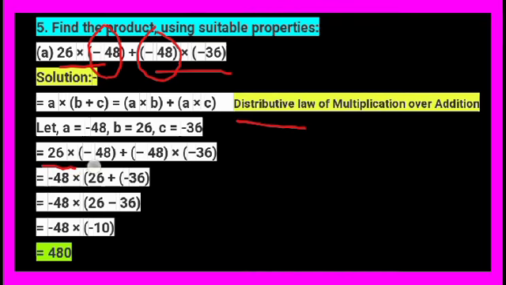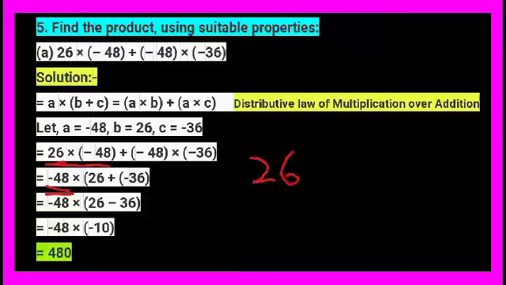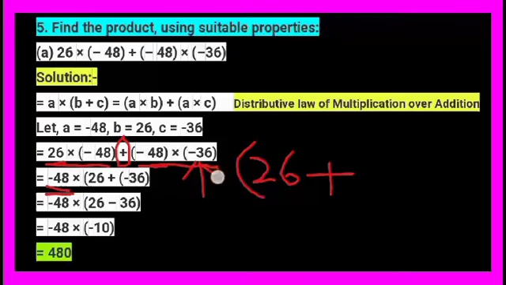Now we take this common number out of this multiplication, right? So we will write it one time only over here. Then after, what is left behind from this multiplication? We have taken out minus 48. So what is left here? It is 26. So we will write this 26 into the brackets. Then which sign is given here? Yes, it is plus. Then if we take minus 48 common from this multiplication, then what is left here? Yes, it is minus 36.